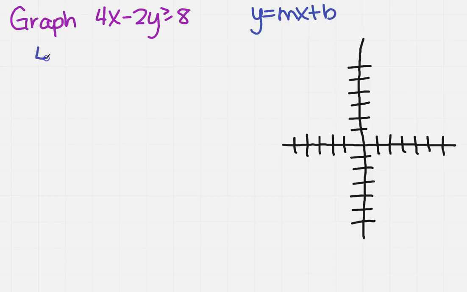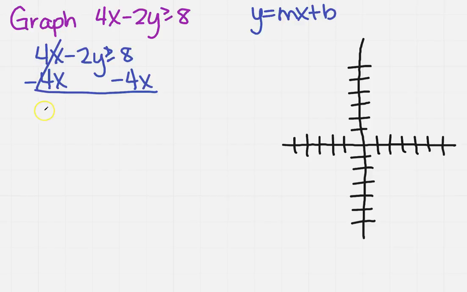So I'm going to copy down my original equation, greater than or equal to 8. So I need to get y by itself. So I'm going to subtract 4x from both sides. That leaves me with minus 2y is greater than or equal to minus 4x plus 8.